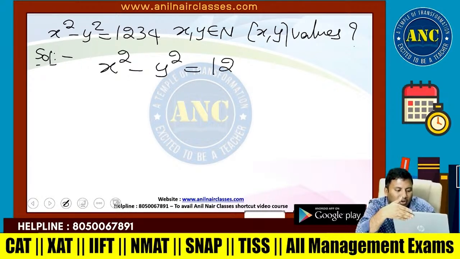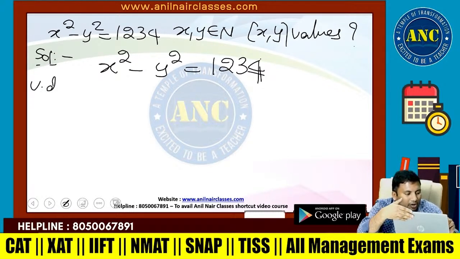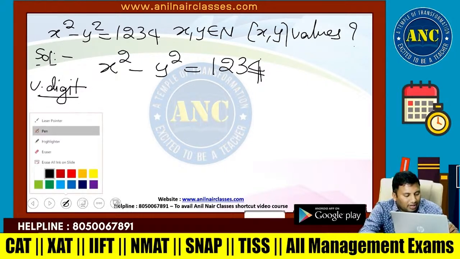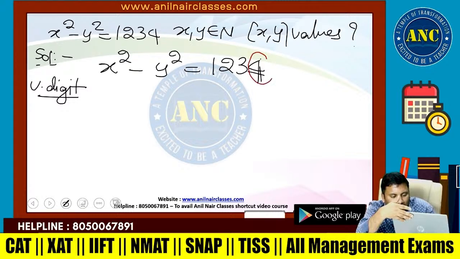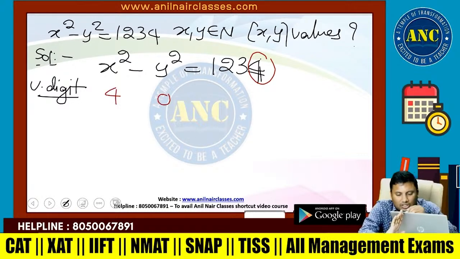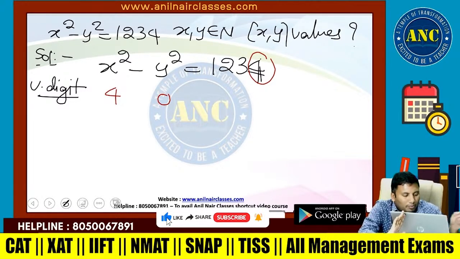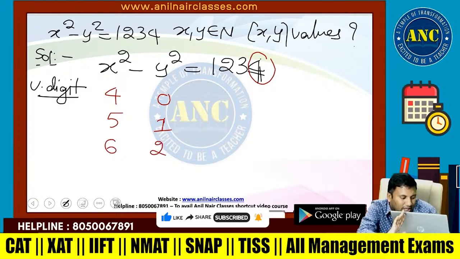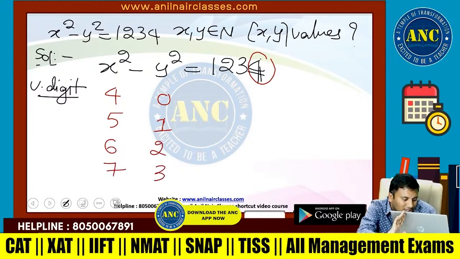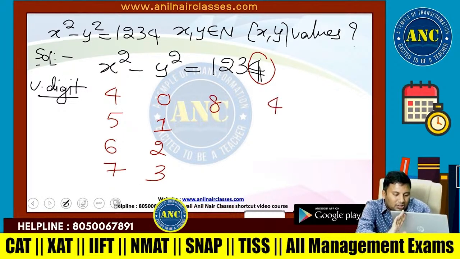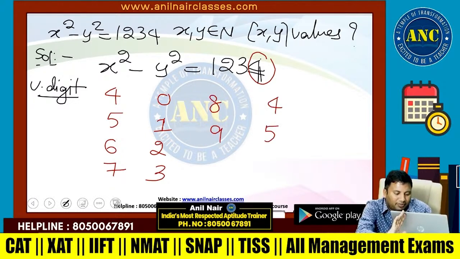x square minus y square is 1234. I will play around with the unit digit logic. What is the unit digit on the right hand side? 4. If the right hand side unit digit is 4, one way is 4 minus 0 is 4. 5 minus 1 is 4. 6 minus 2 is 4. 7 minus 3 is 4. 8 minus 4 is 4. 9 minus 5 is 4.